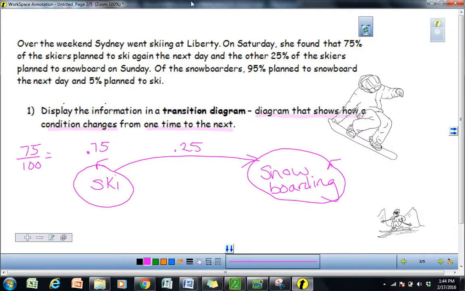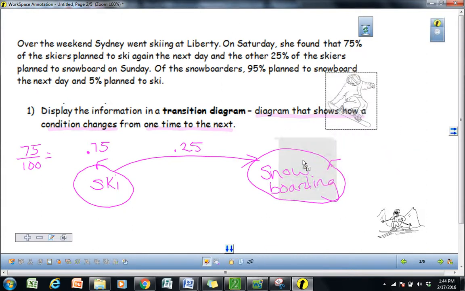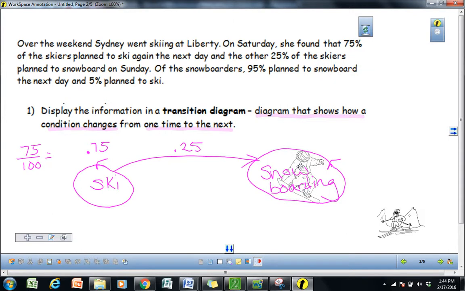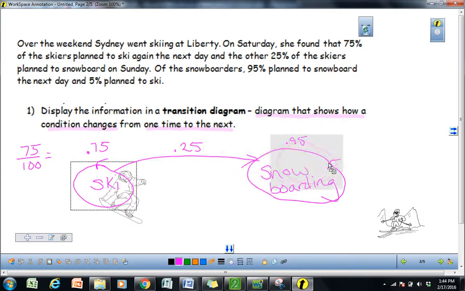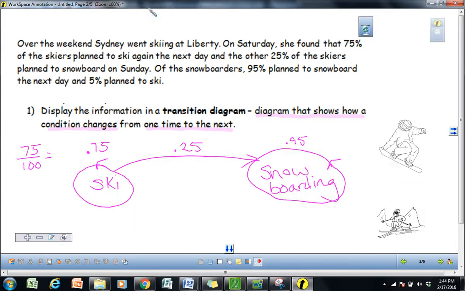Of the snowboarders, now let's get our snowboarders here. We have these guys right here. 95% plan to snowboard again, so we can just put 0.95 because they're going to stay there. And only 5% plan to ski. So 5% are going to switch their minds. Let's move our snowboarders, not our circle. So draw an arrow from here to here, and 5% turned to a decimal is 0.05.